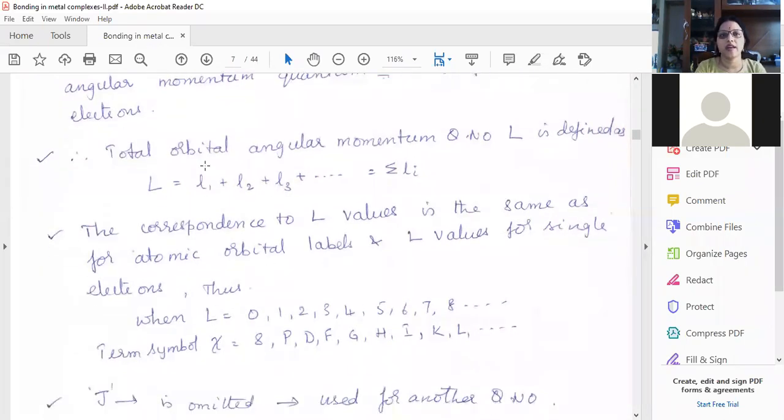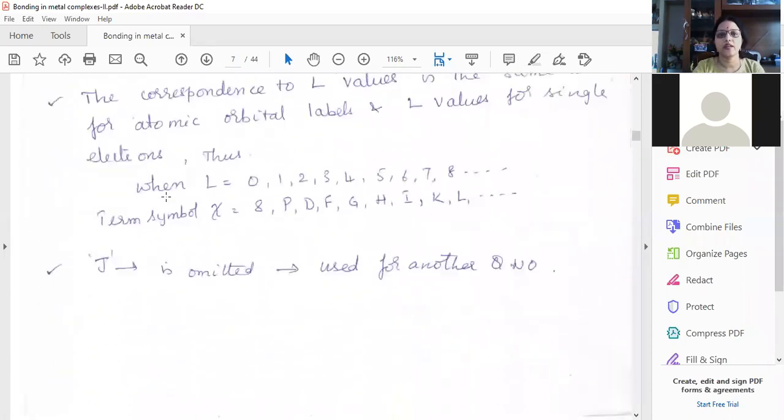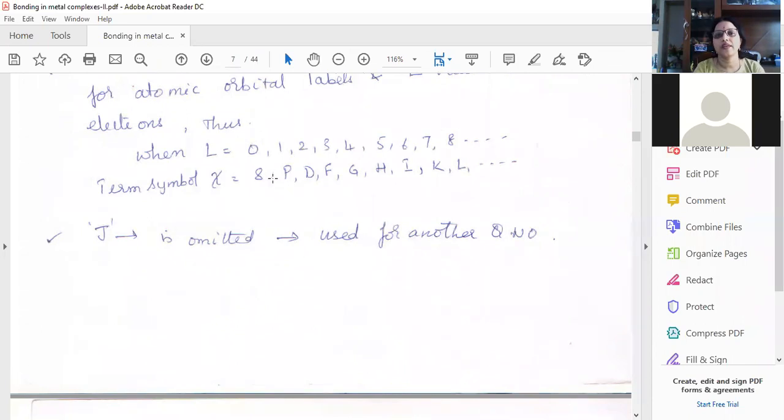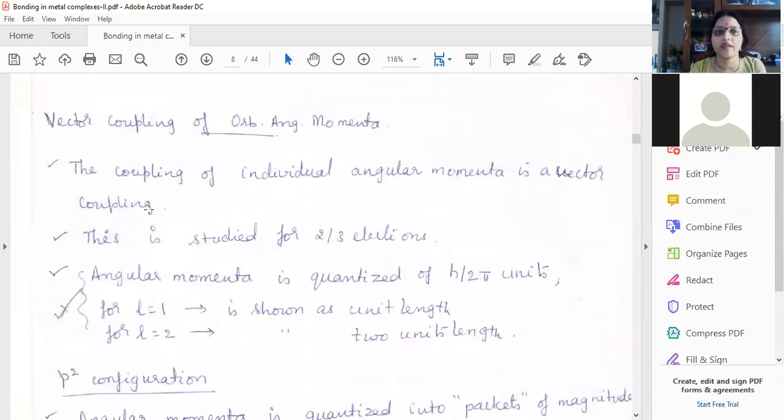For the orbital angular momentum, each electron has its own orbital angular momentum, and when I do the summation I get an overall total orbital angular quantum number, represented as capital L. If capital L is 0, the symbol is capital S. If it is 1, capital P. If it is 2, capital D. These are the designations depending upon the value of L. We omit J because J is one more quantum number, which we have also done.